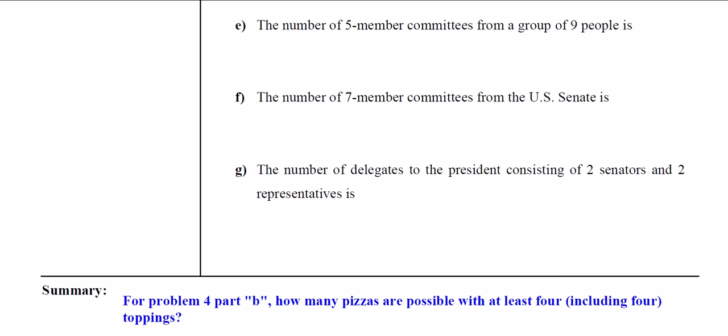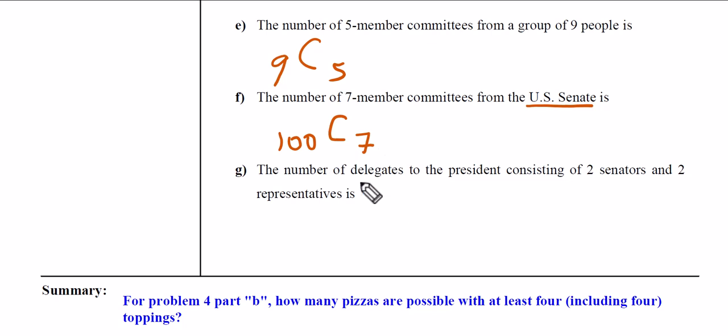E, the number of 5-member committees from a group of 9 people. Here, order doesn't matter. 9C5. 7-member committees from the U.S. Senate. So recall from our problems before that the U.S. Senate has 100 members, and we're going to pick 7 out of that. And I would not suggest you go crazy on this. However, it's kind of convenient that you have factorials, but things don't cancel out as much as you'd like.